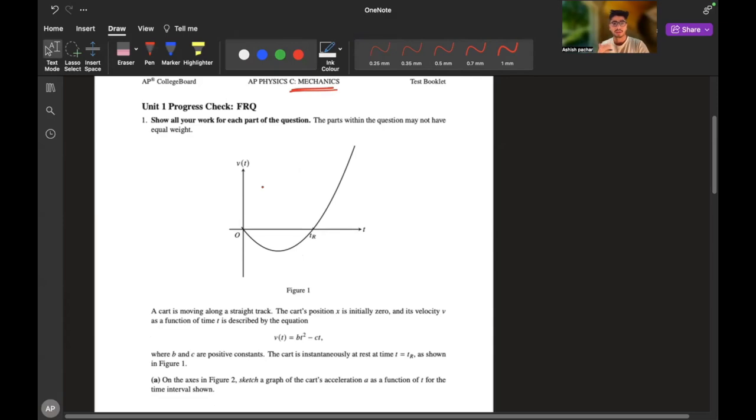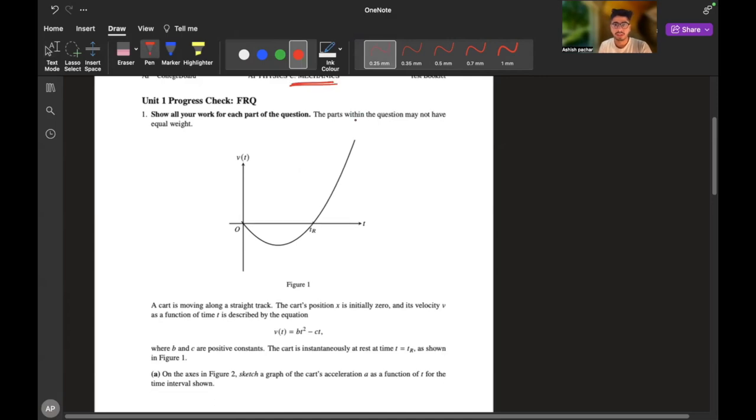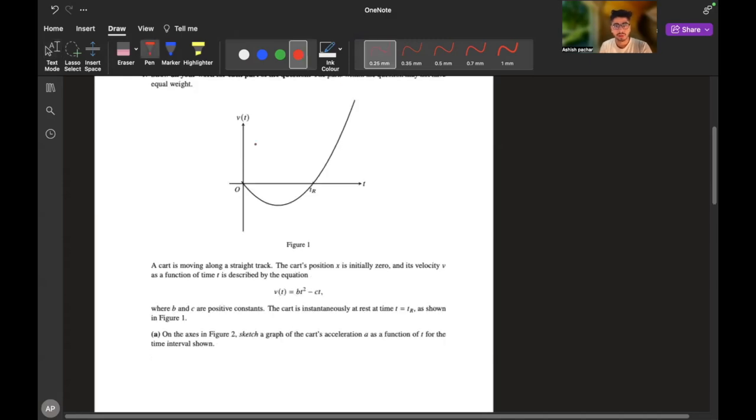So let me try it. Show your working on each part of the question. Each part within the question may not have equal weightage, so they mention it. Okay. So we have to take care of this velocity-time function that they have given over there.